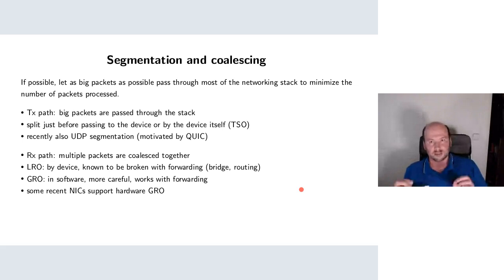So the idea is that for most of the networking stack, we try to have packets as big as possible. So in the transmit path, we generate packets of up to 64 kilobytes, and we go with those big packets through the whole networking stack and split them just before passing to the device, or if the device supports it, we can let the device split them itself. This is what TSO, TCP segmentation offload, means.